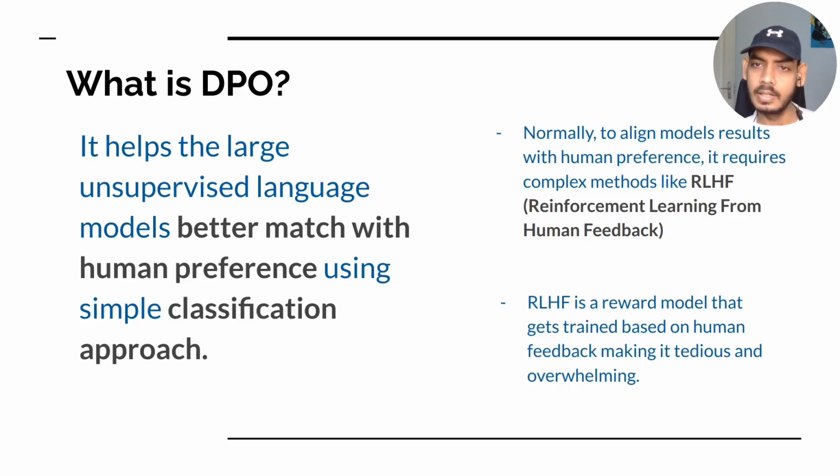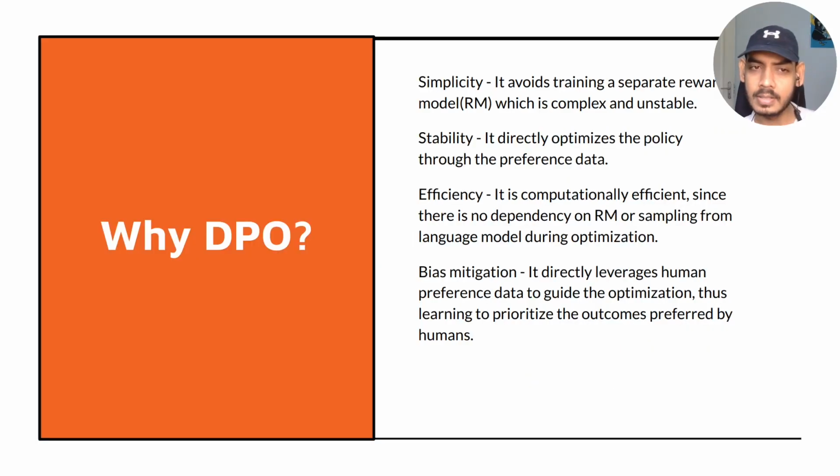Let's understand what the previous approach was. Previously, when ChatGPT or GPT kind of models were being built, they used something called RLHF, which is reinforcement learning from human feedback. A reward model gets trained based on human feedback, making it tedious and overwhelming. That's why DPO came into the picture.